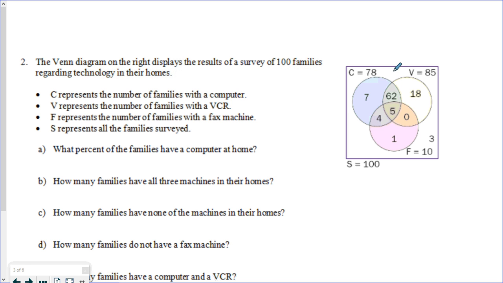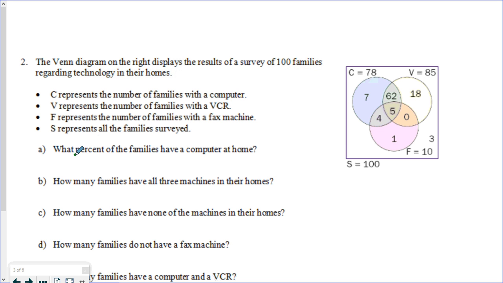So it's colored in here. I know it's not in yours. This blue circle here is representing C, which is computers. The pinky purple, I can't quite tell, represents fax machines, and V represents VCRs.